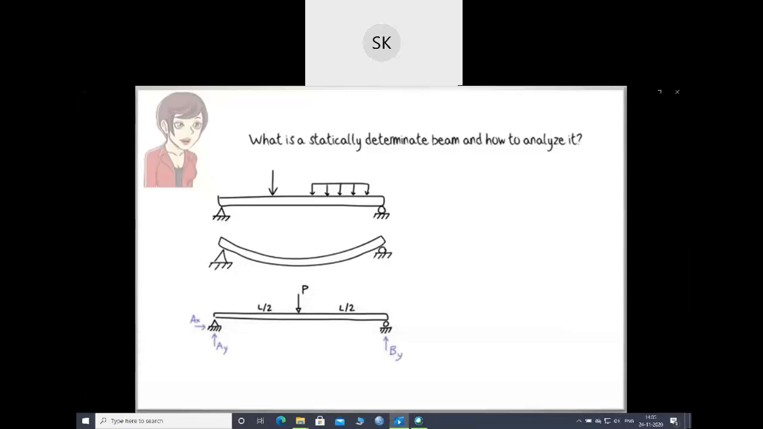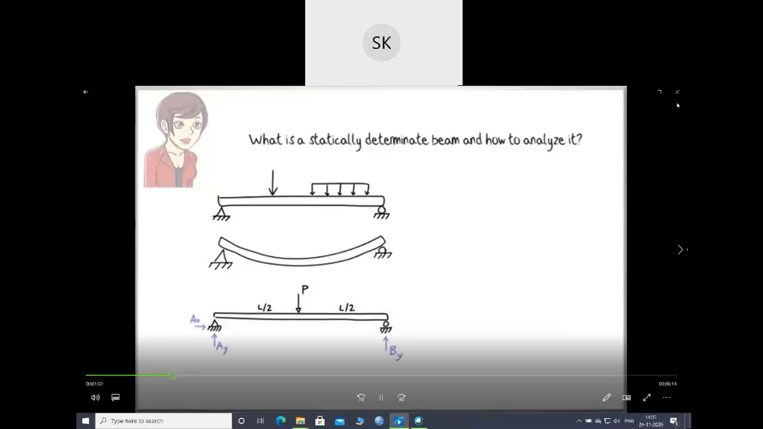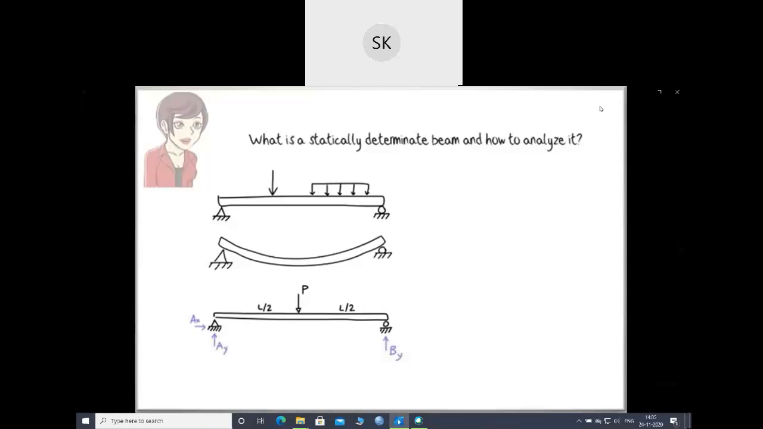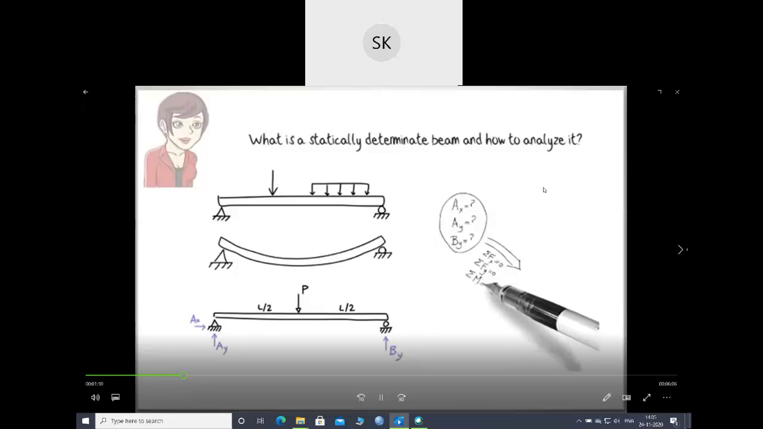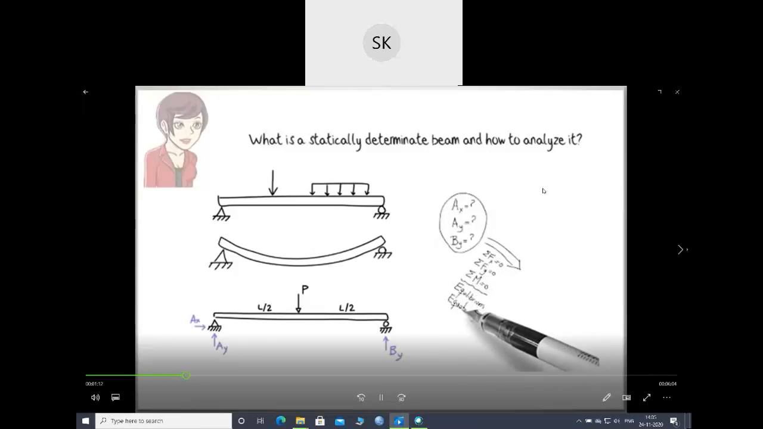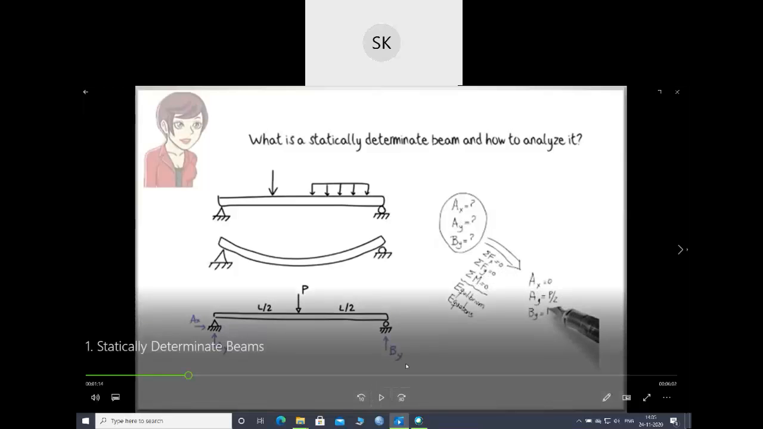What is a statically determinate beam? A beam is called statically determinate if its unknown reactions can be calculated solely using the equilibrium equations. So we will use three equations of equilibrium to solve the reactions.